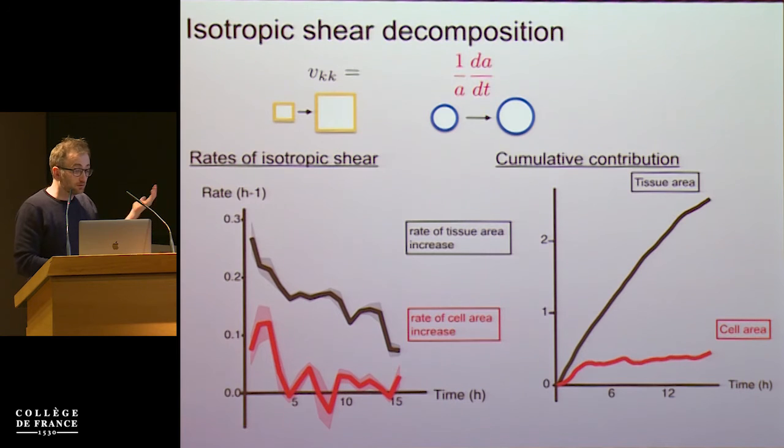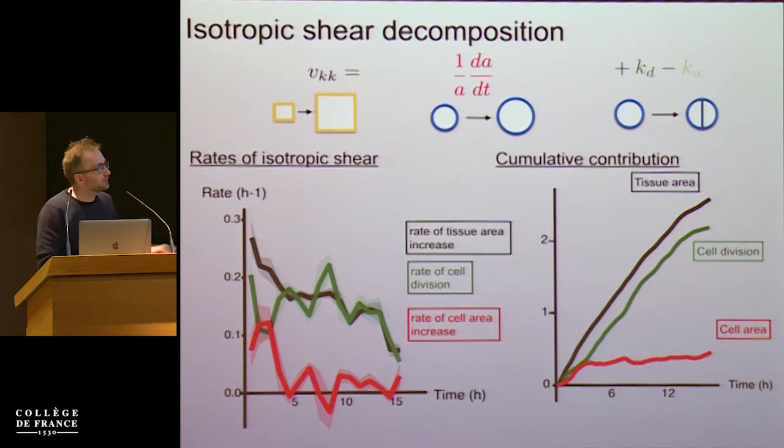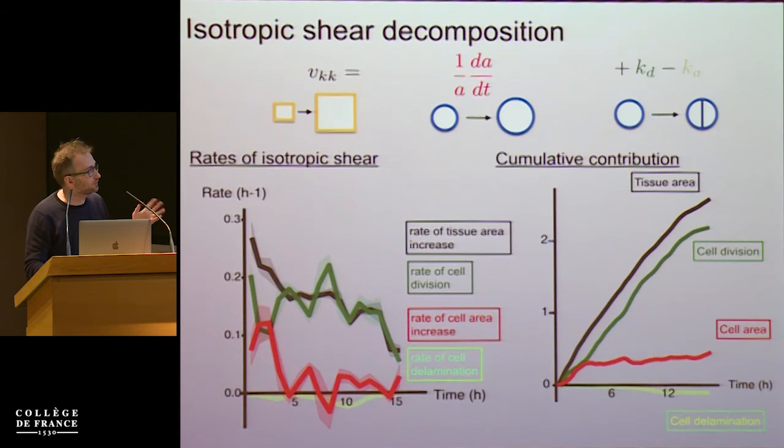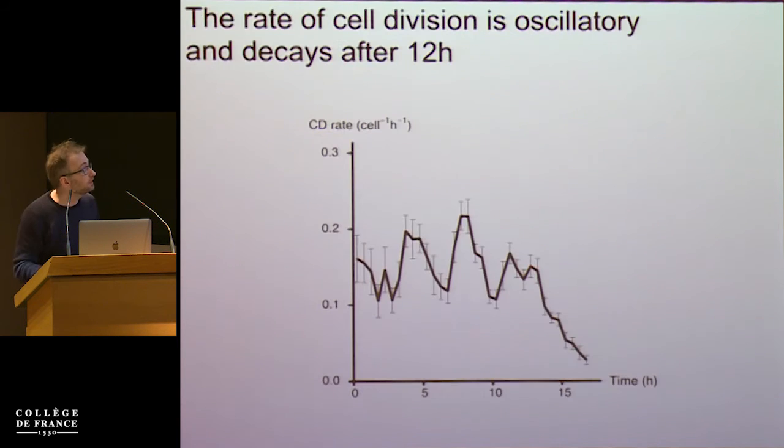And some of this change comes from cell area, and some of this change comes from cell division. And in fact, the cell area is not doing much. There is a small increase at the beginning, but then it relaxes to 0. So the cell area is increasing a little bit, but then it's constant. So most of the growth is due to cell division. Okay, and sorry, I forgot to say there is very little cell delamination in the histoblast.